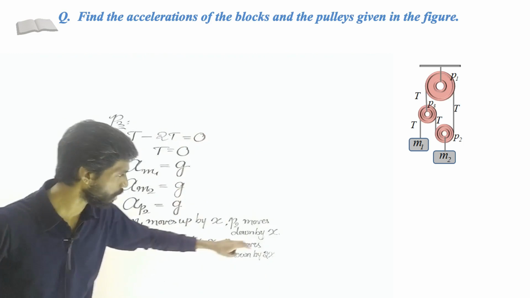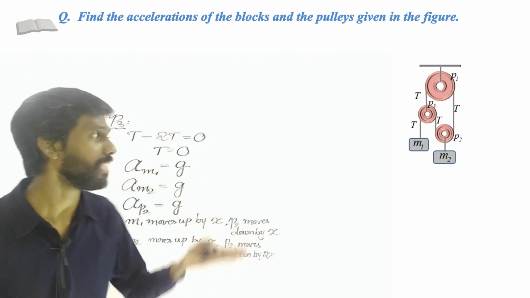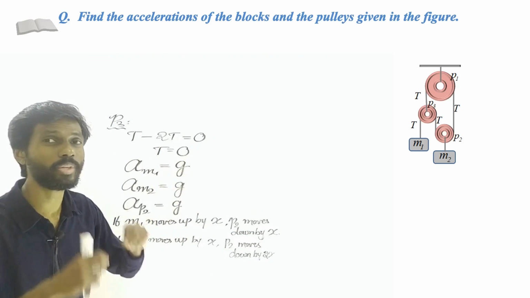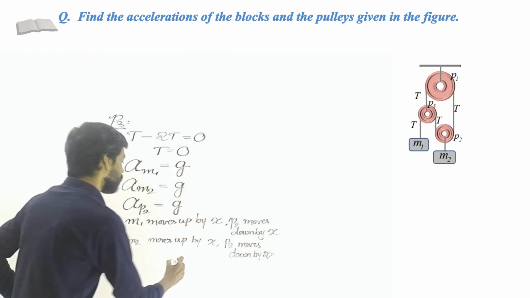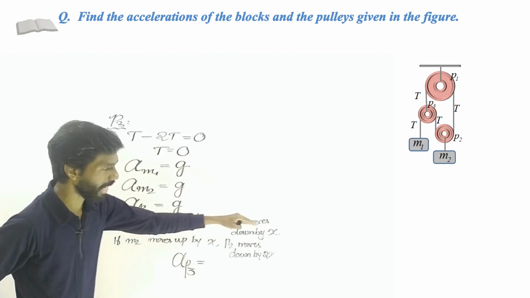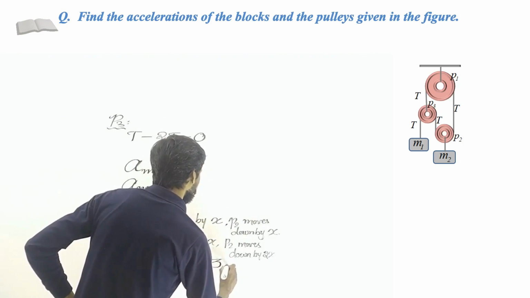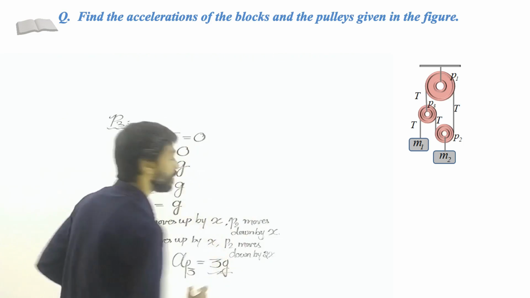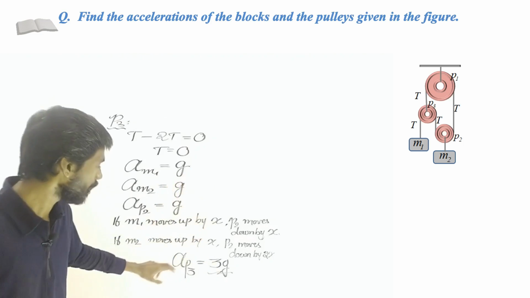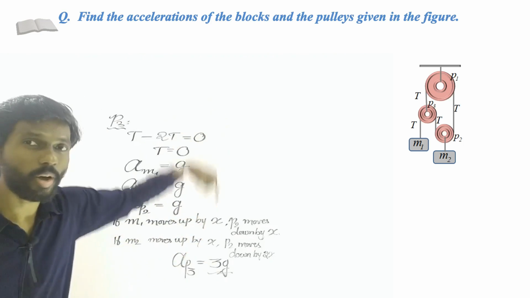That's all. What is the total distance covered by P3? x plus 2x, that is 3x. Which means when these two blocks move by some distance, the pulley P3 moves down by thrice the distance. So the acceleration of P3 is x plus 2x, that is 3 times the acceleration g. That is the answer, but in the opposite direction. P3 is moving downward in our assumption, because we have taken M1 and M2 to be moving upward.